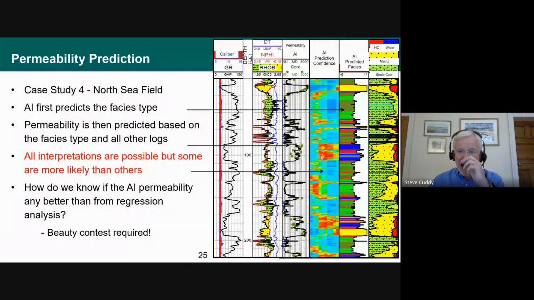So it says that I can predict any permeability, right? But the ones in red are very likely, and the ones in dark blue are very unlikely. So when you show this plot here, you give it a confidence, which is very useful for the petrophysicist. So it predicts permeability, and it gives you a confidence. Now, how do we know that this permeability is also good?